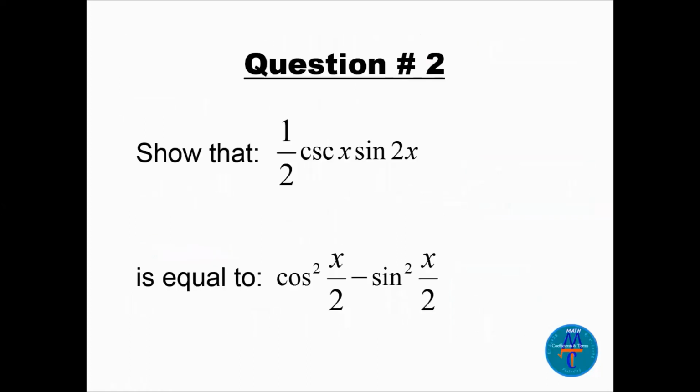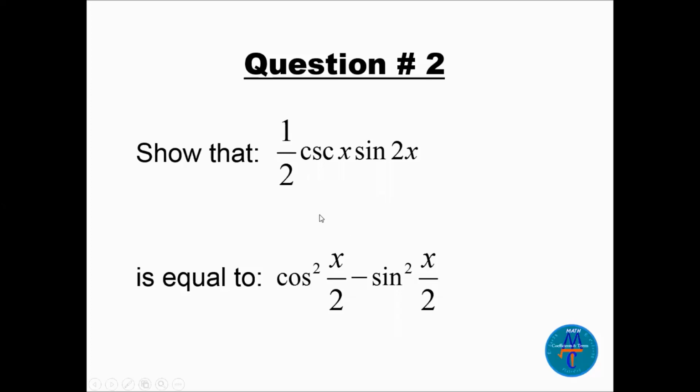Let's see question number 2. It's not difficult. Here we have to show, there are no numbers, no values we have to deal with. Show that half cosecant of x sine 2x, so there is a multiplication, is equal to cosine squared of x over 2 minus sine squared of x over 2. Maybe a little tricky. Let's see, how can we start? When we say show that the first one is equal to the second one, we start with the first one.